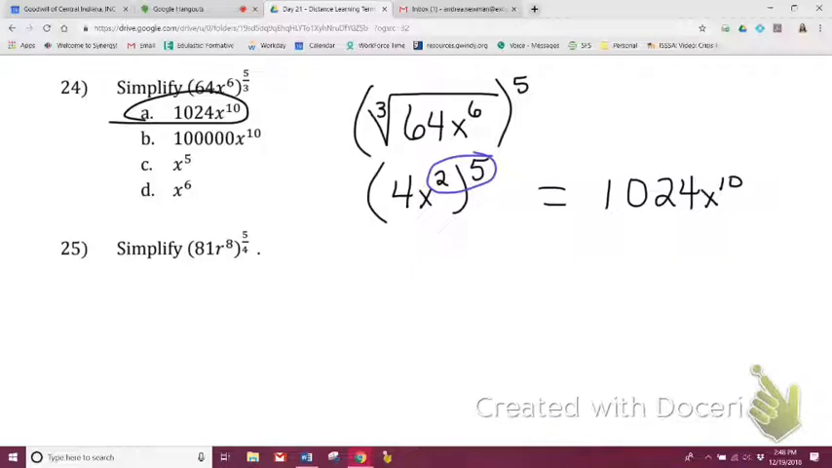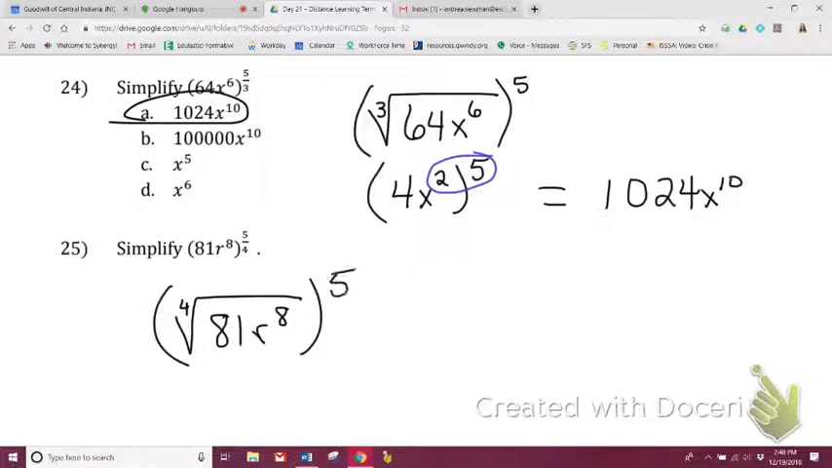So question 25, we're going to go in the opposite order. Now you have, oh no, we're not going in the opposite order, same order. Rewrite it. What root should you have? The fourth root of 81r to the 8th, to the, again, 5th power. So find on your calculator, what's the fourth root of 81? 3. It is. And r to the 2nd power.